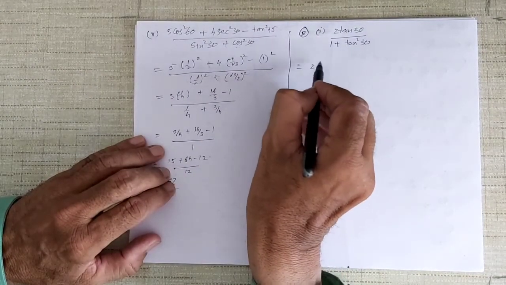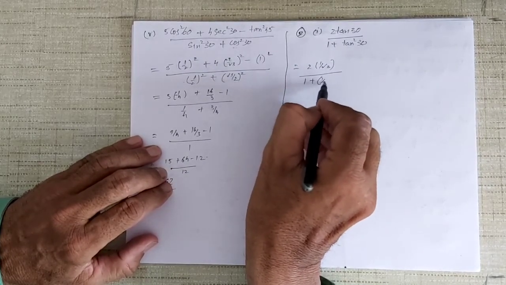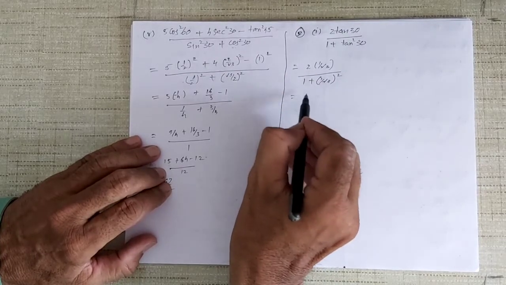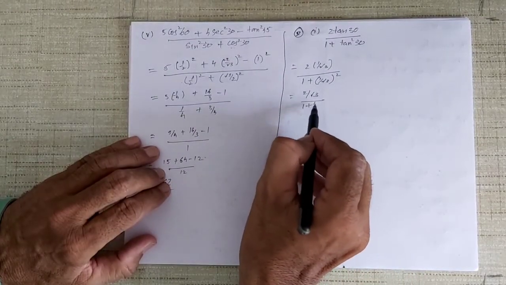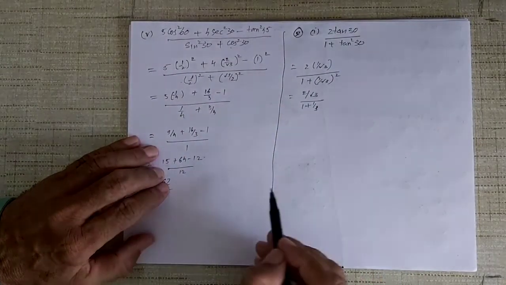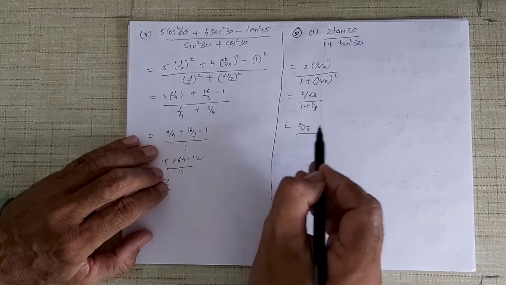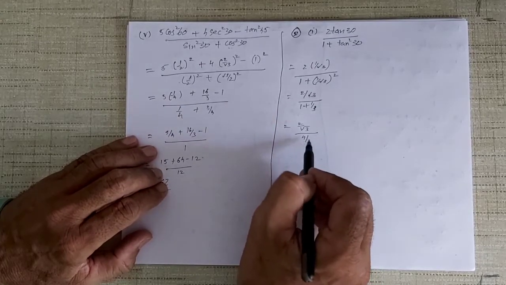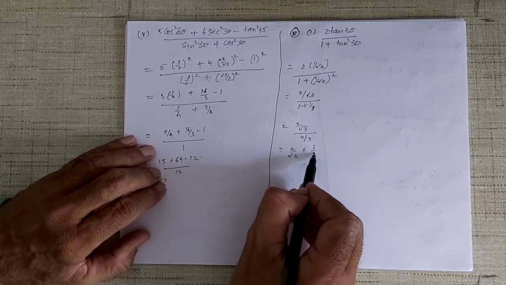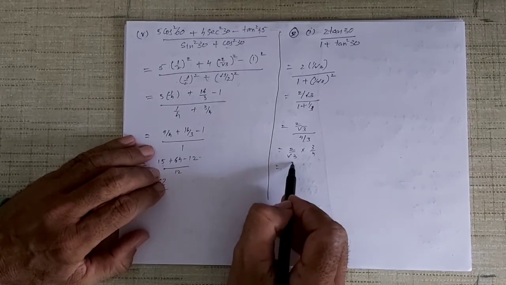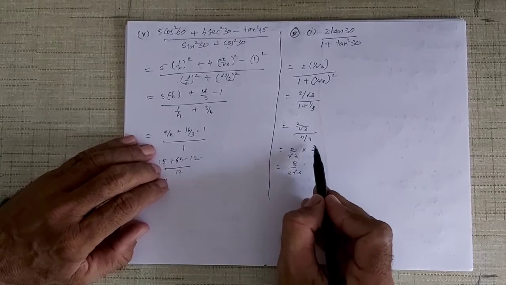2 into tan 30. Tan 30 is 1 upon root 3. 1 plus tan square 30, 1 upon root 3 whole square. So you get 2 upon root 3 in the numerator, and in the denominator you will get 1 plus 1 upon 3. Root 3 square is 3. So 2 upon root 3 in the numerator, and 3 ones are 3 plus 1, 4 upon 3. So you get 2 upon root 3 into 3 upon 4. Okay. 2 2s are 4. So 3 upon 2 root 3.